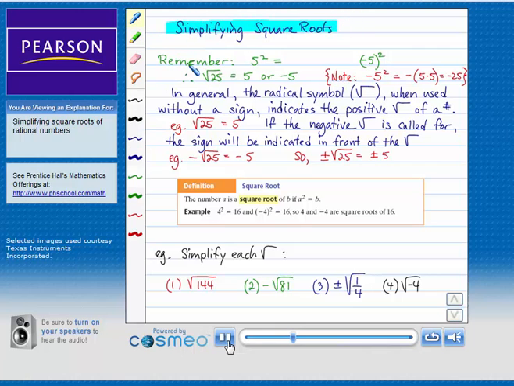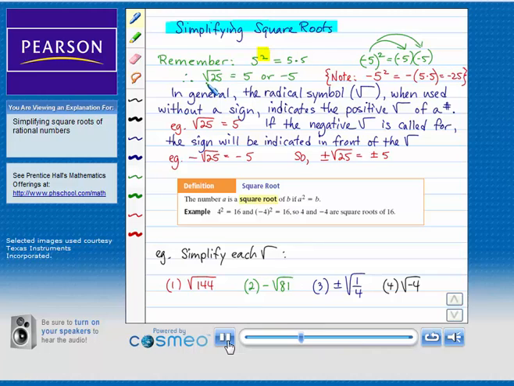Now remember, 5 squared means 5 times 5. Remember, the exponent, the number that's written above and to the right of the base number, tells you the number of times that you use the base as a factor. And negative 5 squared is negative 5 times negative 5. It's important to see that the negative sign is included within the parentheses, and that means that it's included in the factor that I used to multiply.